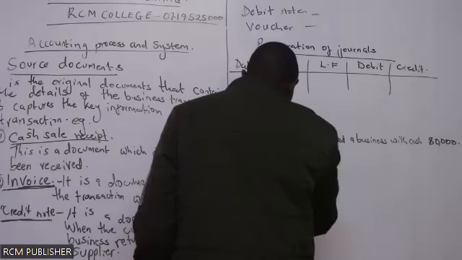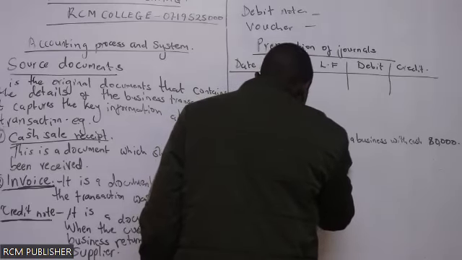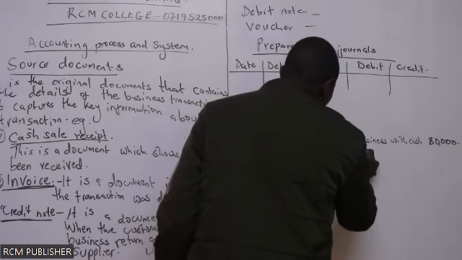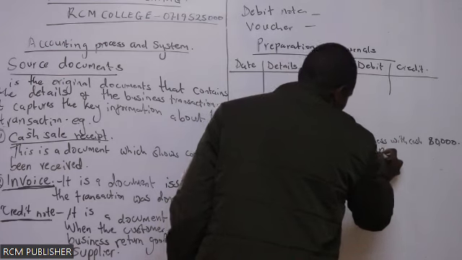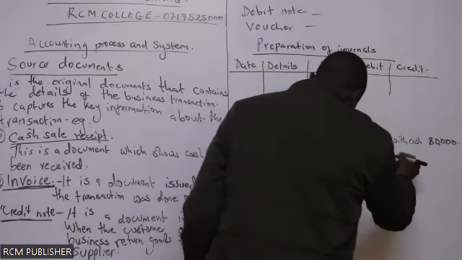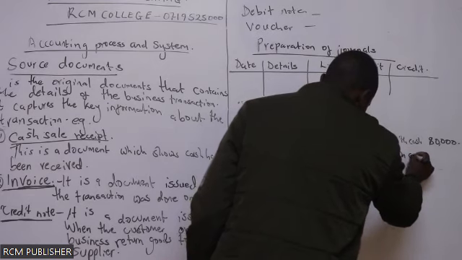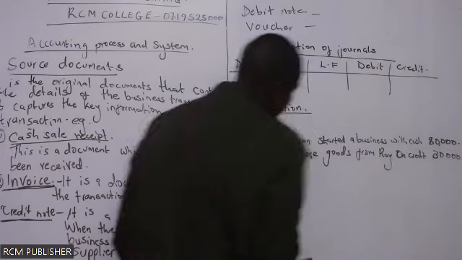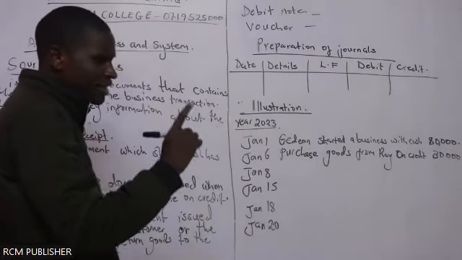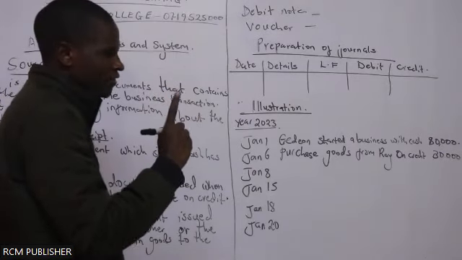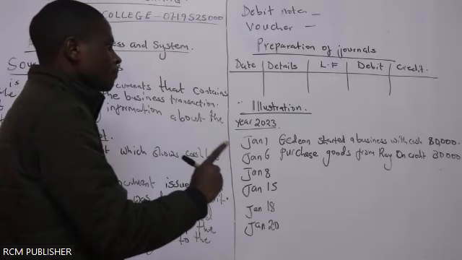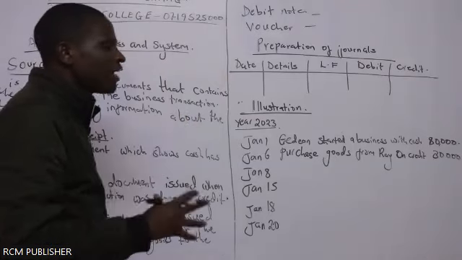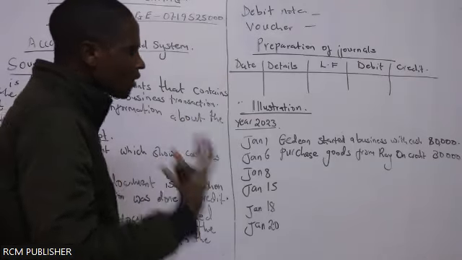Gideon purchased goods from Ray. We have Ray, goods from Ray. And those goods will be on credit, worth maybe 30,000. Gideon has now purchased. This business belonged to Gideon. I want you to get this. The business belonged to Gideon. Now Gideon has purchased on January 6th. Gideon has purchased goods from Ray on credit.